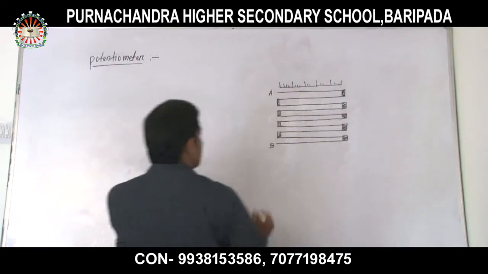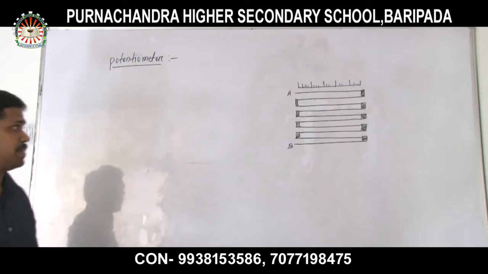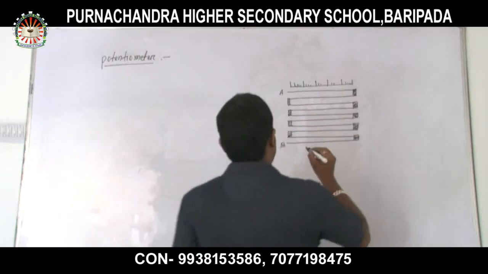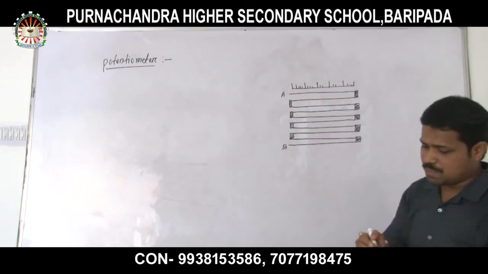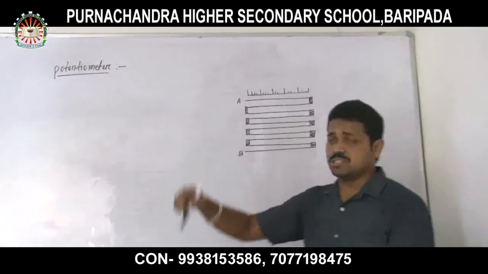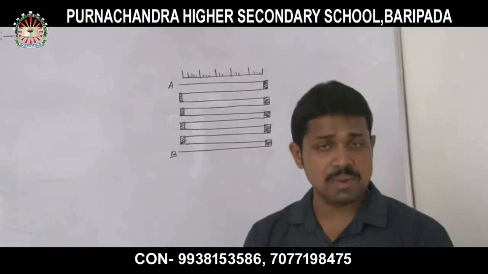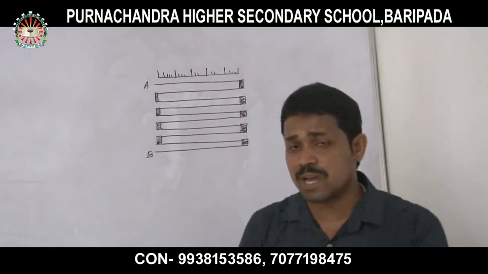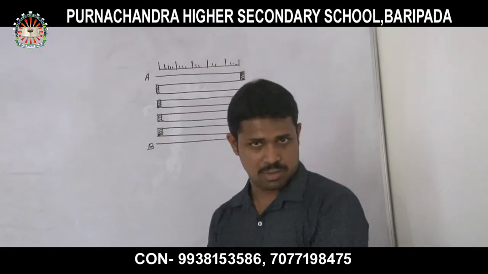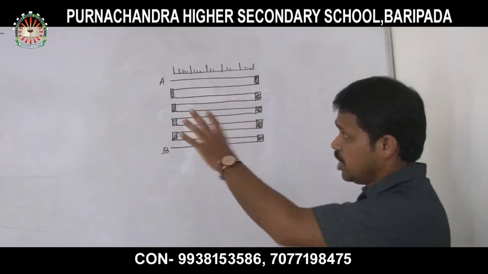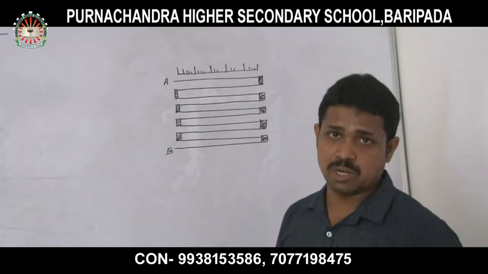Look at that figure very carefully. There are 2 points A and B. First we will discuss what a potentiometer is. Remember, a potentiometer is an electrical device by which we can find out the potential difference between any 2 points. Clear all of you? So basically it is used to find out the potential difference between any 2 points.